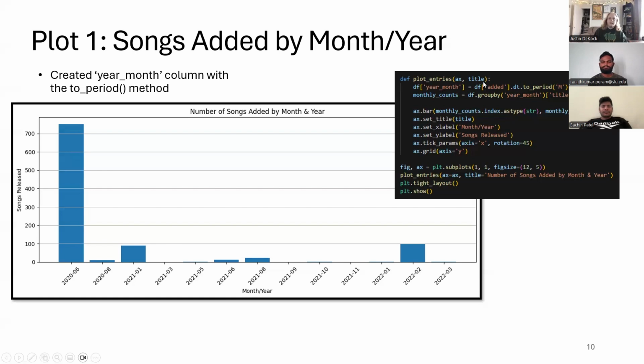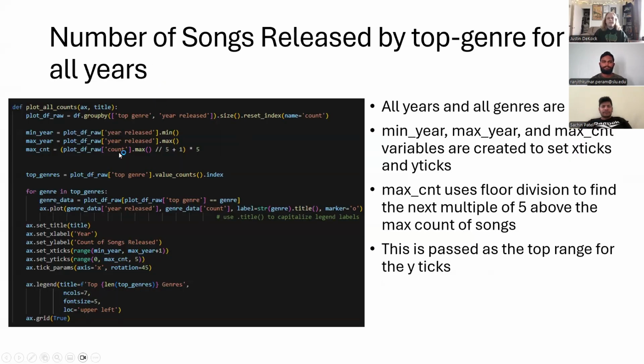You pass an ax and a title to it, which is done down here. And you can see the title translates right there. You do ax.bar and all of your different manipulations to the axis. This is our code to plot the number of songs released by top genre for all years.